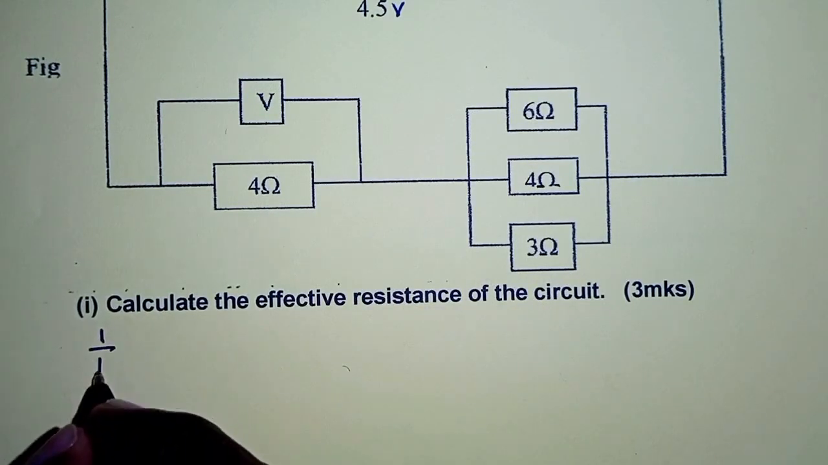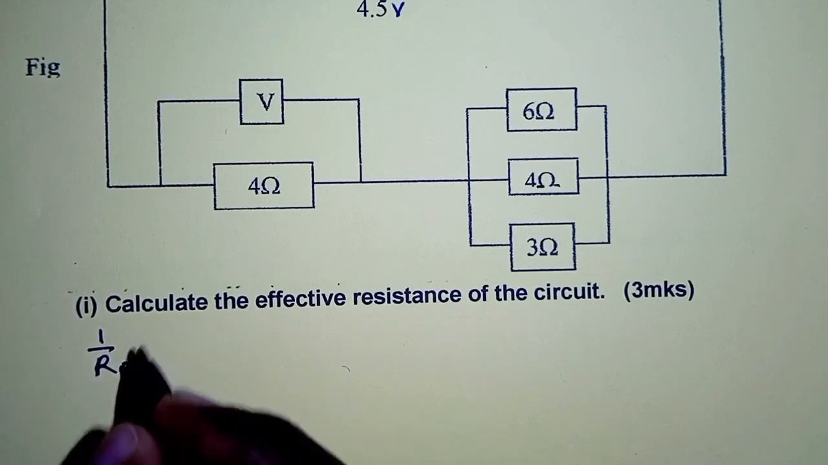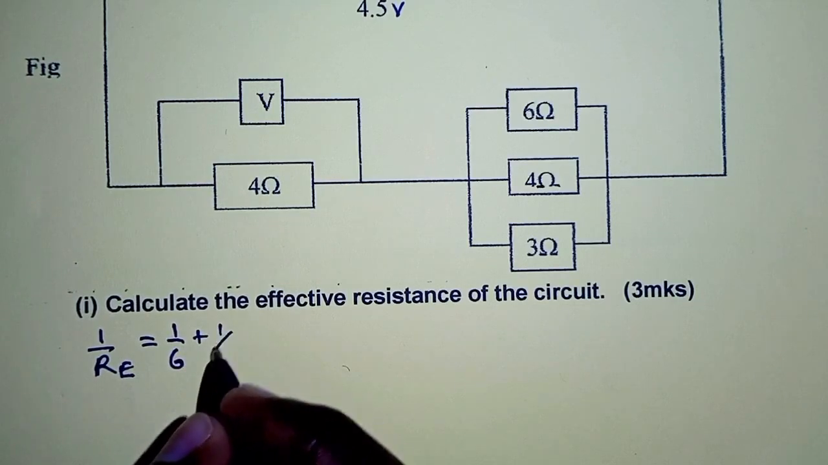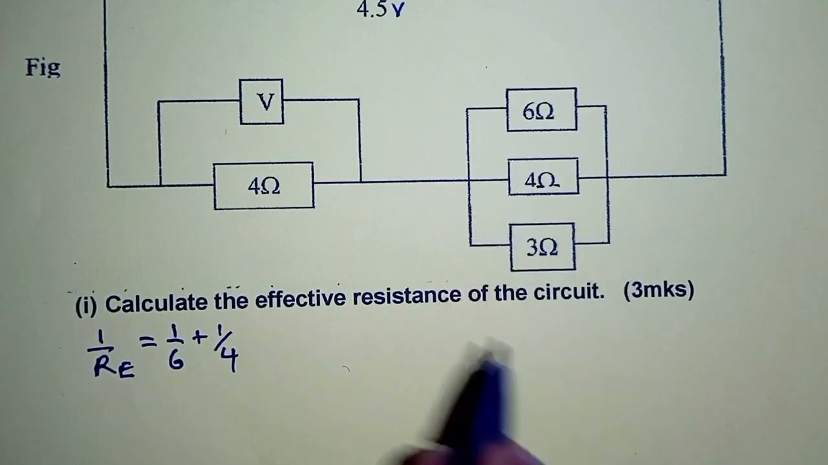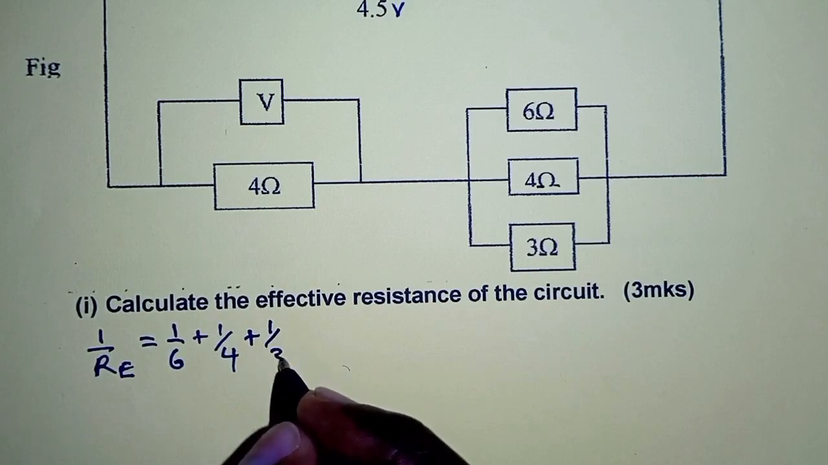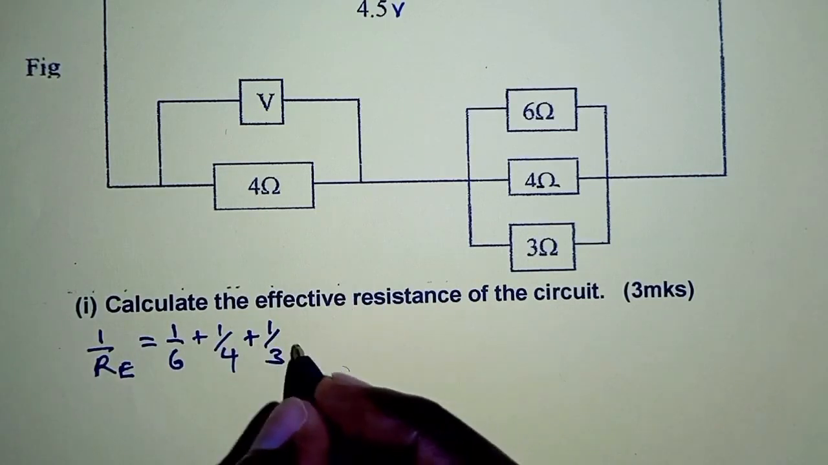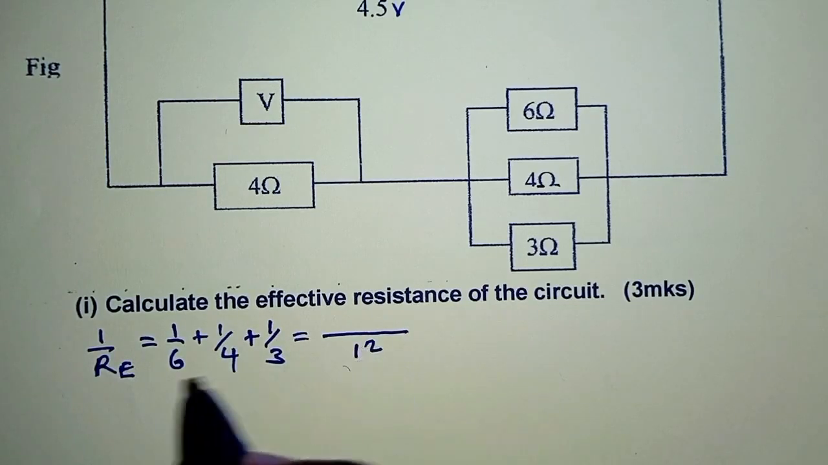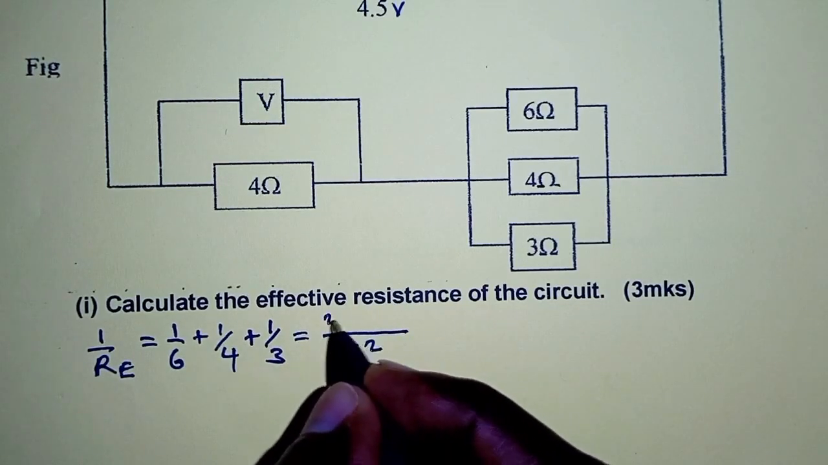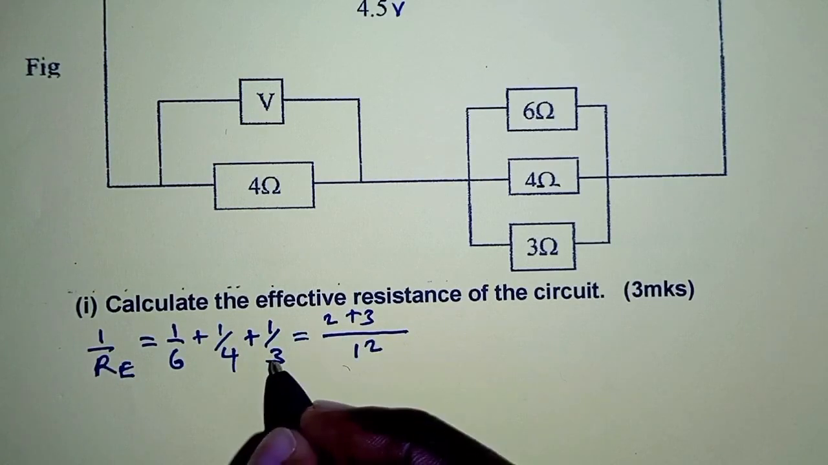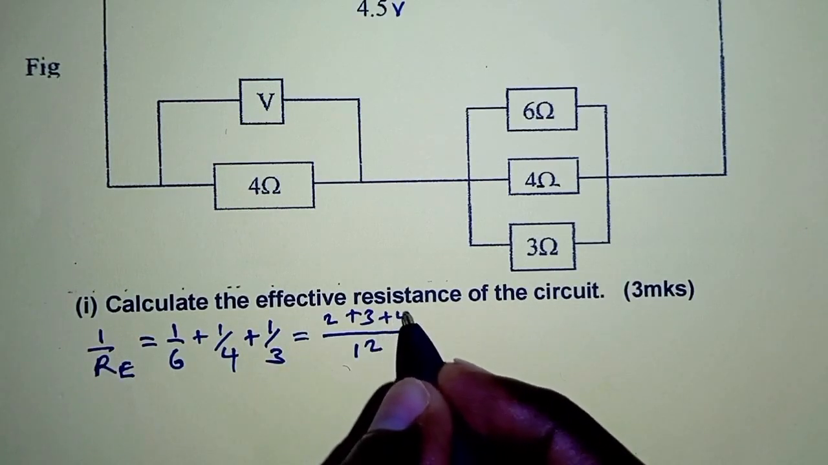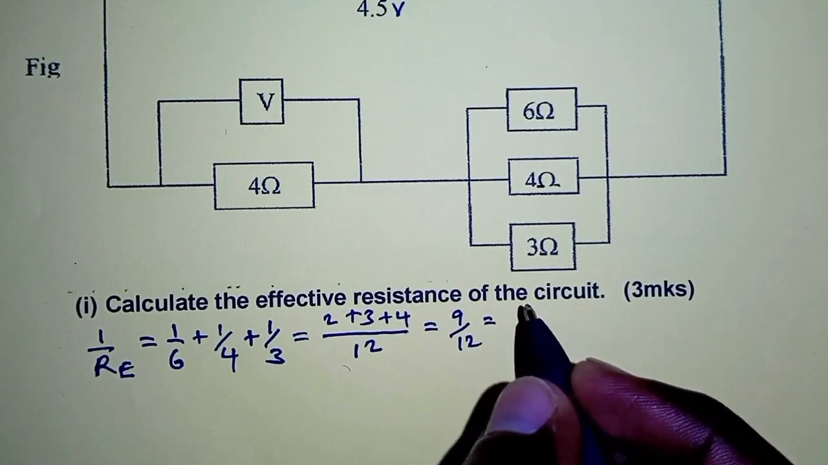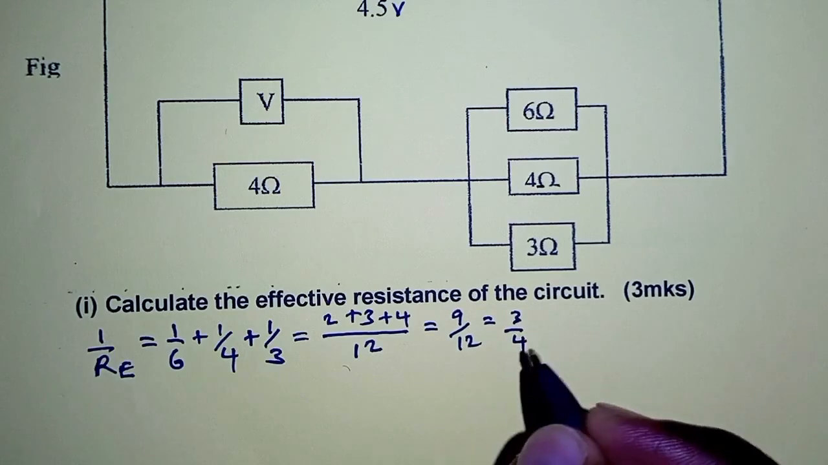So we have 1 over R E is equal to 1 over 6 plus 1 over 4 plus 1 over 3. And here the LCM is 12, and therefore 6 goes there twice, plus 4 goes there 3, plus 3 goes here 4, and that gives us 9 over 12. 9 over 12 simplifies to 3 over 4.